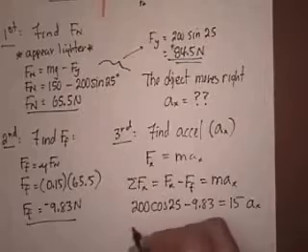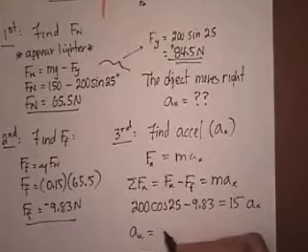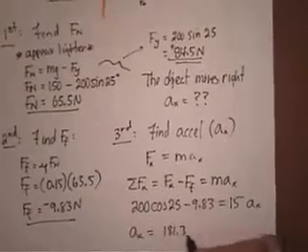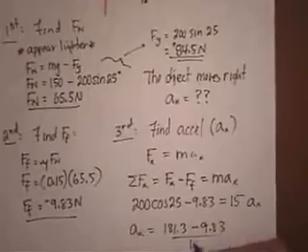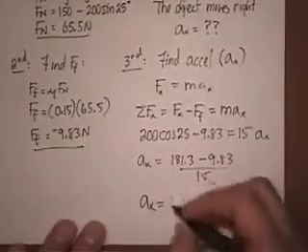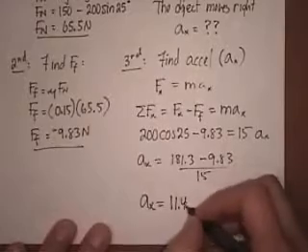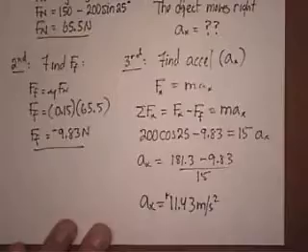When I solve it for ax, that ends up being 200 cos 25, which is 181.3. Subtract 9.83. Divide that by 15. And my ax ends up being 11.43 meters per second squared. It's positive because it's going to the right.